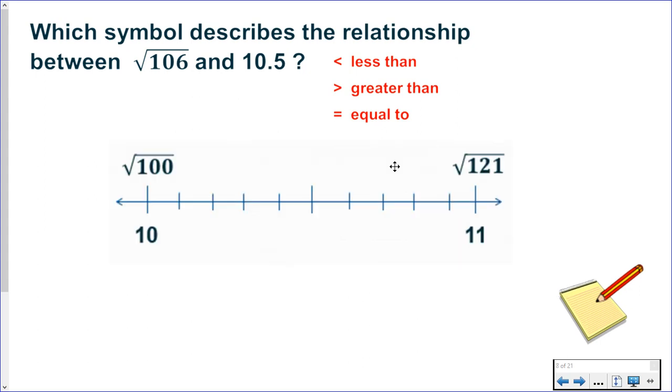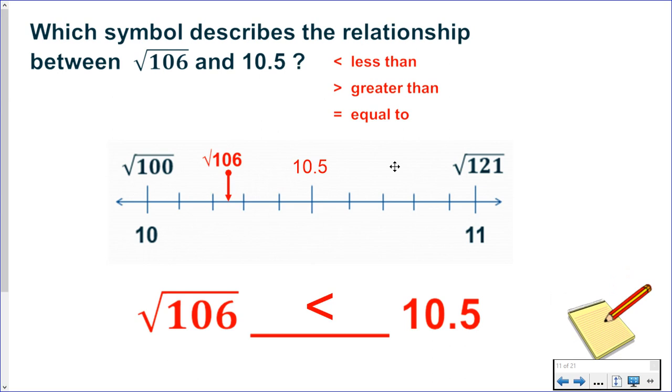I'm only going to draw the number line between 10 and 11 because I know that 10.5 is between 10 and 11 halfway. And I also know that the square root of 106 is slightly bigger than the square root of 100. In fact, I know that it is closer to the square root of 100 than the square root of 121, and therefore the square root of 106 is less than 10.5.